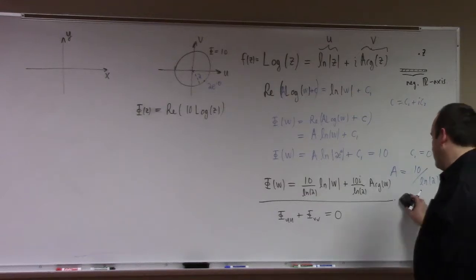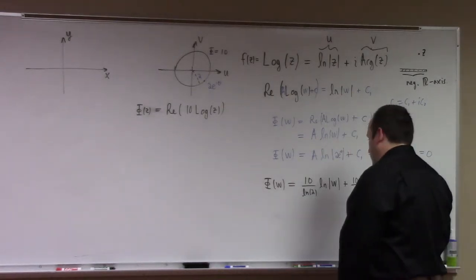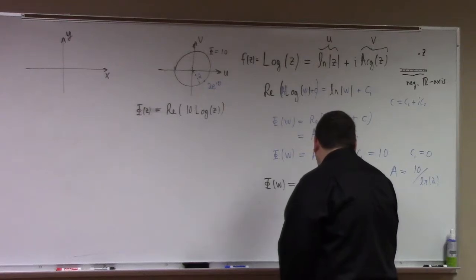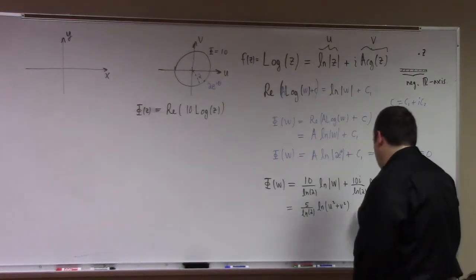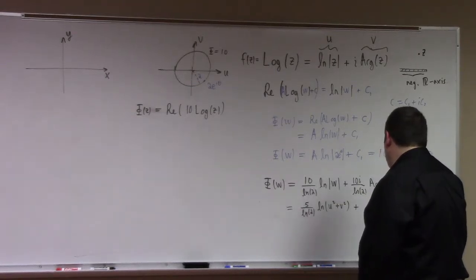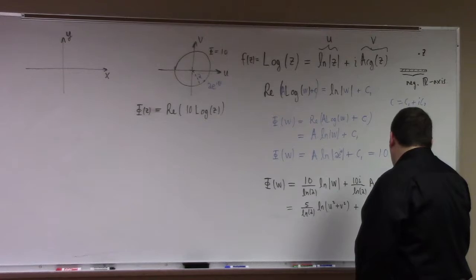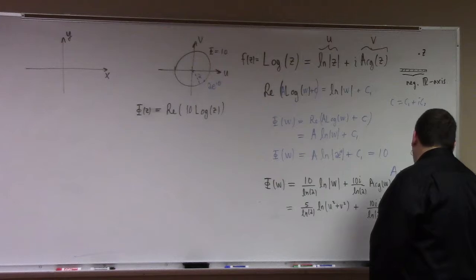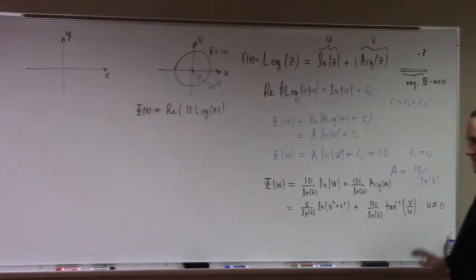To be more explicit, right, this is actually 5 over the natural log of 2, the natural log of u squared plus v squared, right, plus 10i over log 2 inverse tangent of v over u. Now here I'm, of course, assuming, just for the sake of discussion, that we can use inverse tangent to get the standard angle. But, of course, generally you'd have to use the arg. Okay.